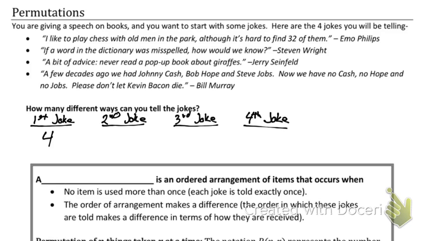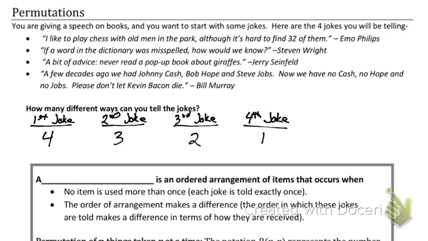Do I still have 4 possibilities to tell my second joke? No, I am down to 3 possible jokes, because I have 3 to choose from. So let's say I chose the Bill Murray one first. Now I have 3 to choose from. Well, now I chose maybe this one. Now I'm down to 2 jokes to pick from. And my 4th joke, well, I'm just stuck with it. I already narrowed it down to my 4th joke, so I only have 1 possibility.